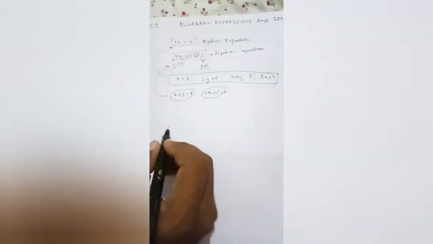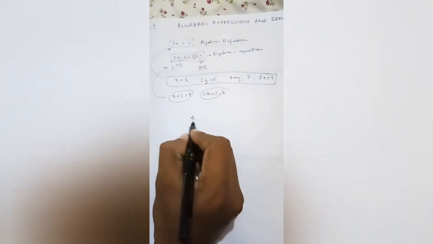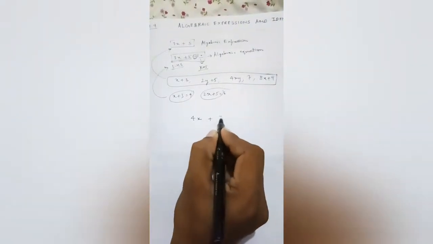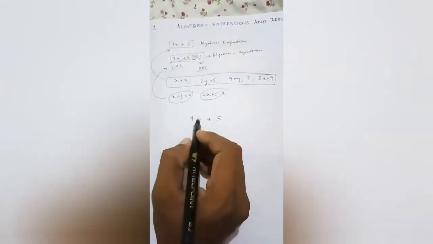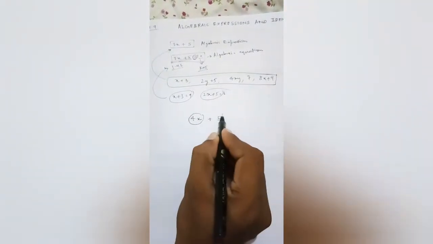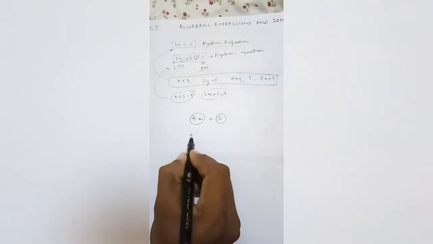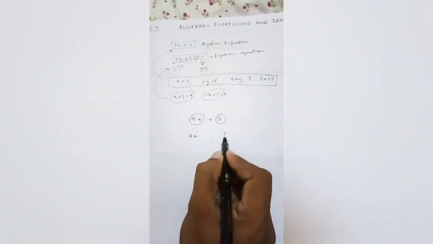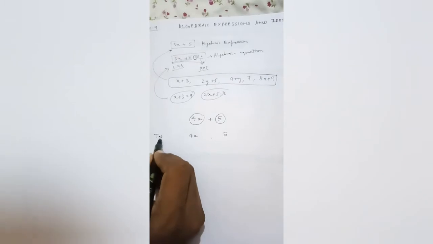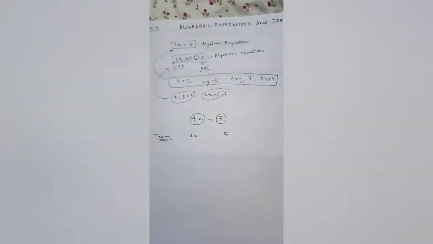Now the next thing I am going to explain is what you understand by terms, factors and constant. Suppose I have written one algebraic expression, 4x plus 5. So what are terms? You can see there are two terms. The terms are 4x and 5. These are known as the terms.